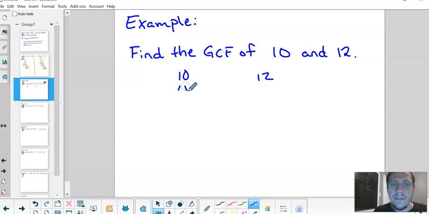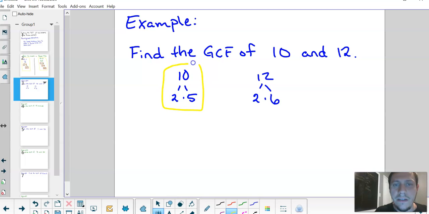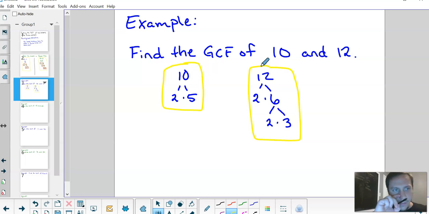I know that 10 is even, that's going to be 2 times 5, and 12 is even, and this is going to be 2 times 6. Okay, so now I have two completed factor trees. Oh, wait, no, you're probably saying to me, that factor tree for 12 is not done. That 6 can be broken apart, and you're right. The 6 is 2 times 3. Yeah, now it's complete, right?